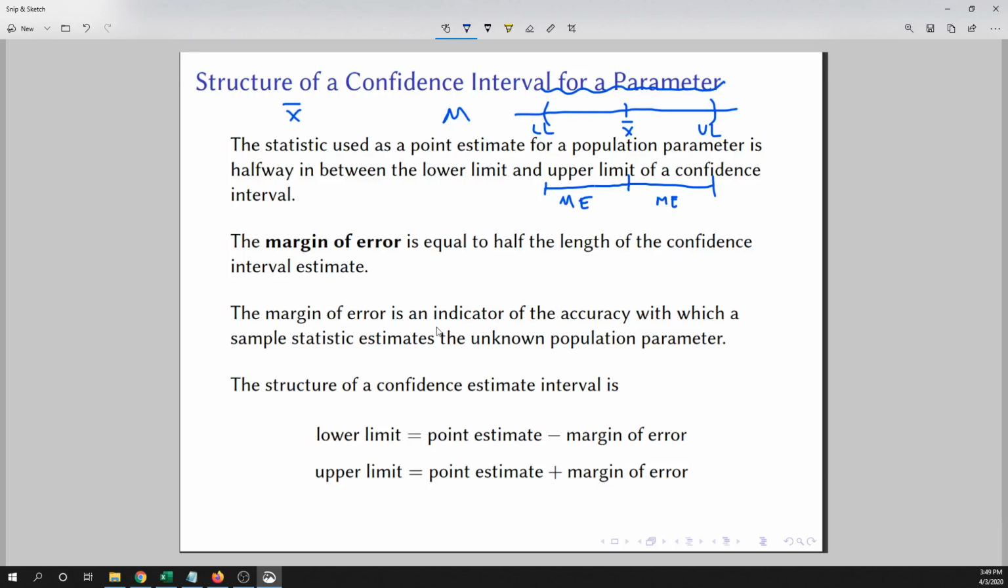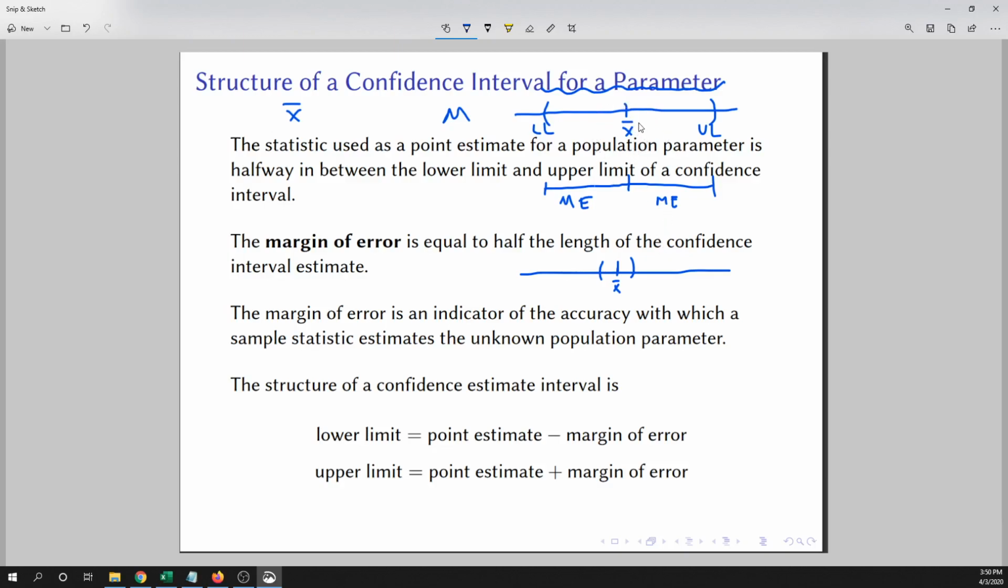And that distance, the margin of error, is an indicator of the accuracy with which a sample statistic estimates the unknown population parameter. So the smaller the margin of error, right, then the more accurate our estimate of the population parameter is going to be. Okay. In other words, if I have a really small confidence interval here, right, if the lower limit and upper limit are closer together compared to another confidence interval, this is going to be more accurate. And you can see here the margin of error, the distance from here to here and here to here on this confidence interval is a lot smaller, right, than this one right here.